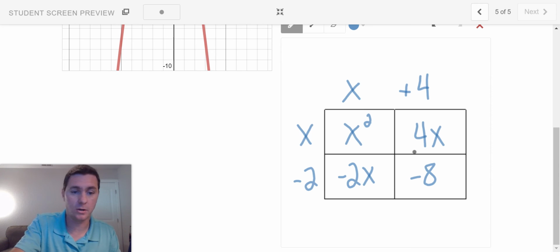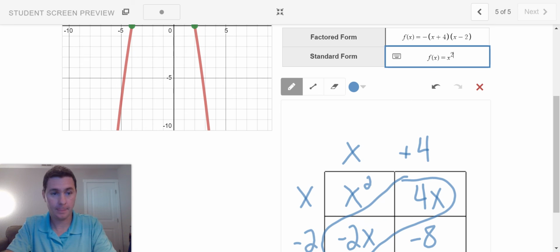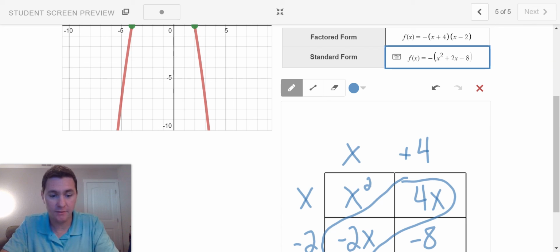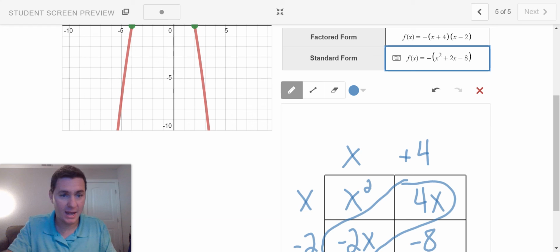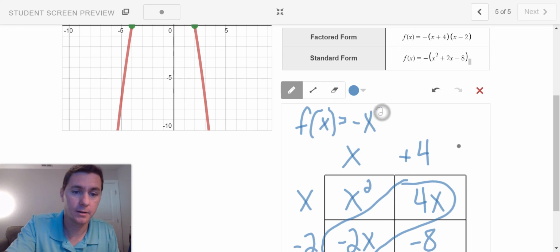If we use these pieces all together, we can combine like terms, and we'd write our standard form equation as x squared plus 2x minus 8. But there's a problem here. We did not include our a value. So we've got to put this in parentheses and put our a value out front. That negative, again, is because it's down like a frown. Now, if we wanted to, we could distribute that negative, and that would give us a final answer of f of x equals -x squared minus 2x plus 8.